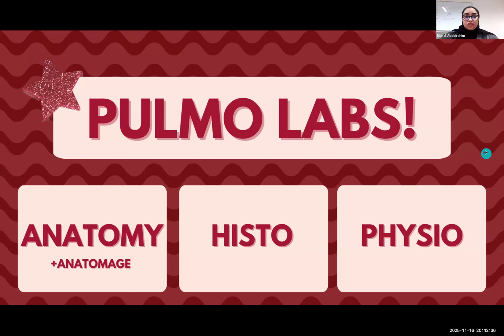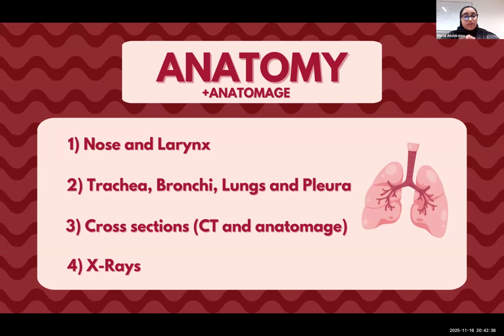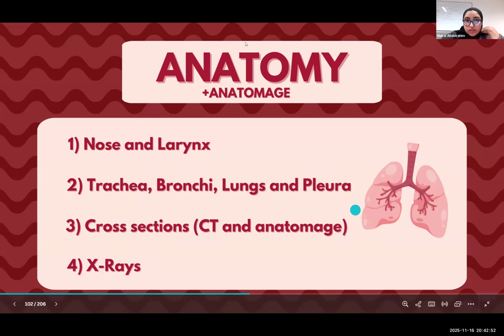Okay, there we go. So first, we'll talk about the nose, the larynx, and then we'll move on to the trachea, the bronchi, lungs, and the pleural. And then we'll move to the cross sections. There's going to be the CT, and then there's anatomy, which is like the real person cross sections. And then finally the X-ray, and this will cover the anatomy part.